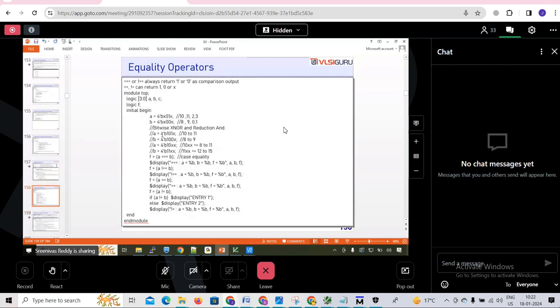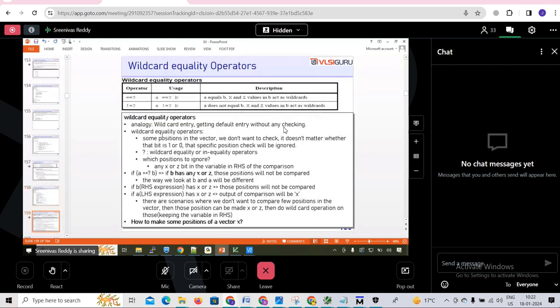Then we have discussed wildcard. I think the trainer has discussed. This is not very important. The reason it's not very important is we don't use it day to day, but there can be some special scenarios where this is required.